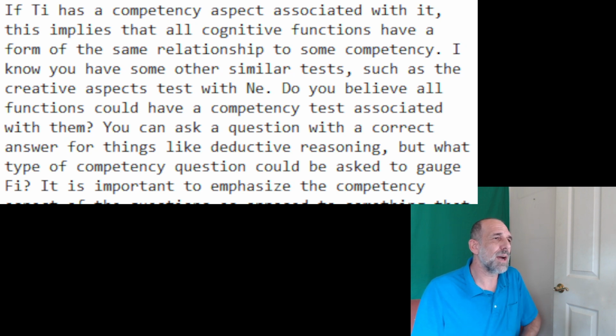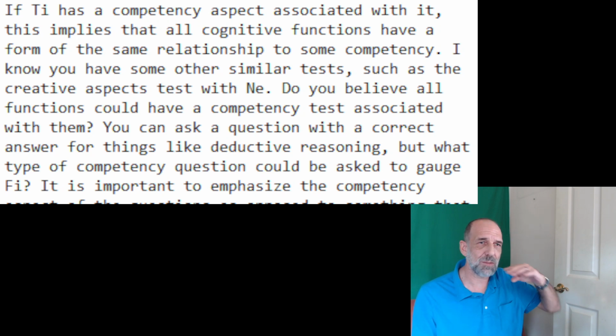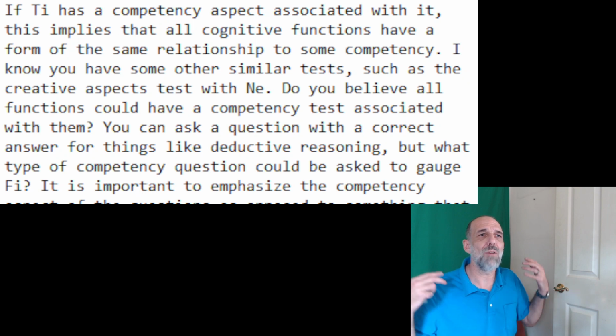Do you believe all functions could have competency tests associated? Well, I believe all functions have competencies associated with them, but not all competencies are testable really by other people. So it's a lot harder to come up with competency tests for introverted intuition than it is for introverted thinking, because introverted thinking is our most shared thing. In other words, we're all using language. We all, to some extent, have to mean specific things when we say stuff. And if, and, or, not, then, if and only if, those words have only one meaning, right?